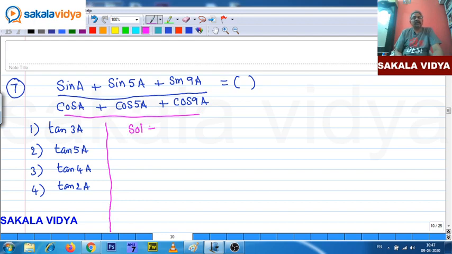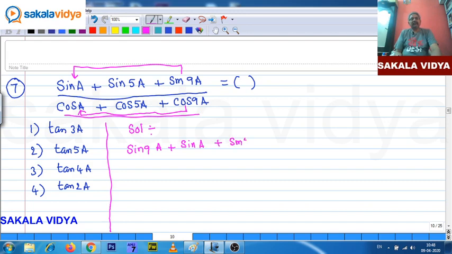Here, one thing let us do. Let us regroup the terms. Sin 9A plus sin A, plus sin 5A, write down. Here cos 9A plus cos A, plus cos 5A. You can have one doubt in your mind, why should we change like this?